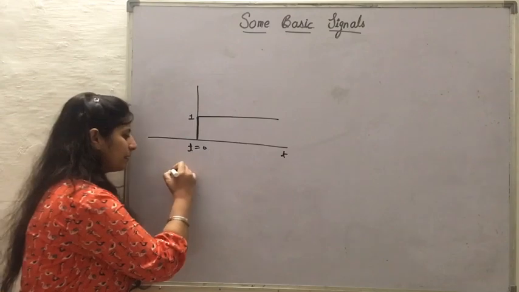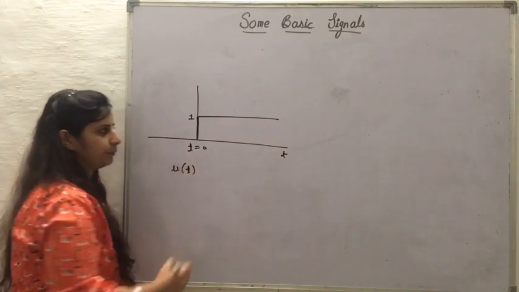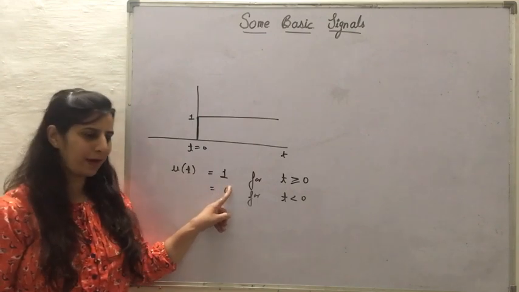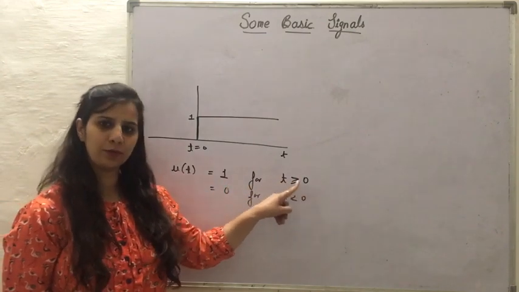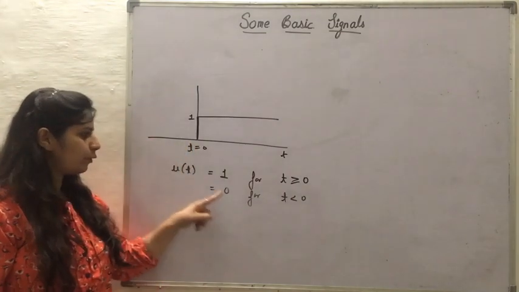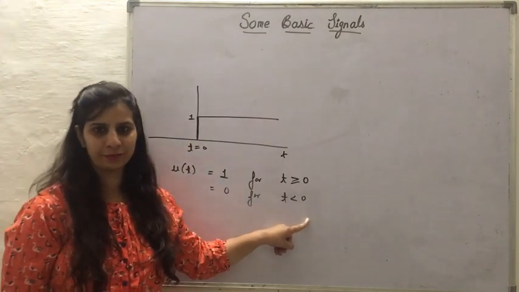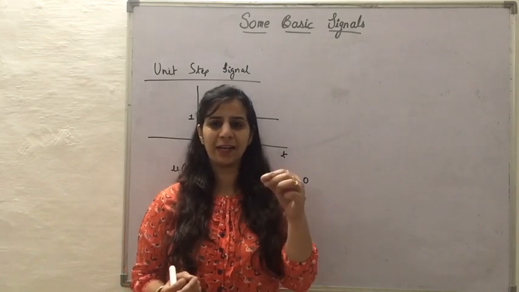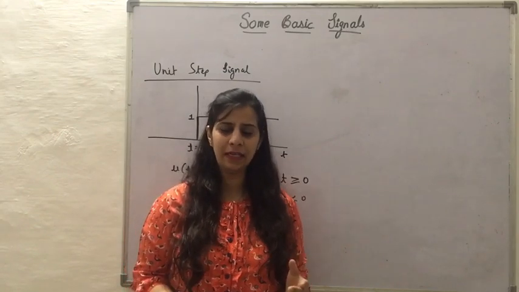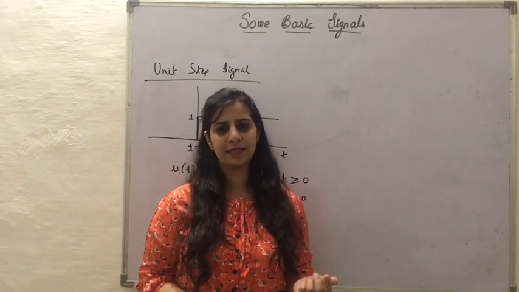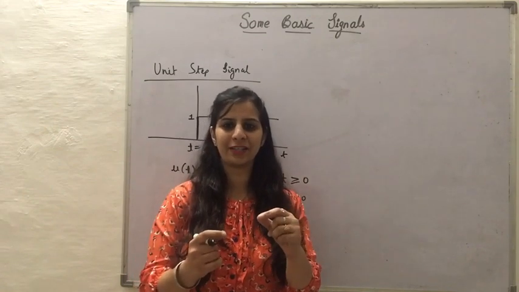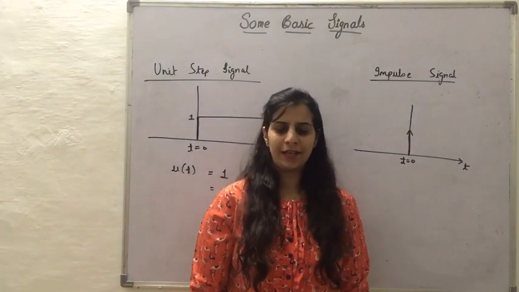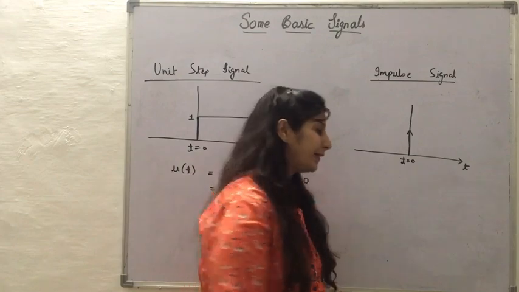It is denoted by the symbol u of t. The mathematical equation for u of t is, it will have a value 1 for t greater than or equal to 0 and a value 0 for t less than 0. The next important signal is an impulse. Now impulse means a reaction at a particular instant. Similarly, this impulse signal is a signal that will show some amplitude at t equal to 0. The impulse signal is denoted with the symbol delta t.